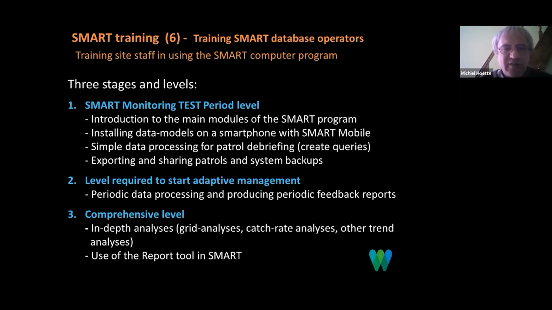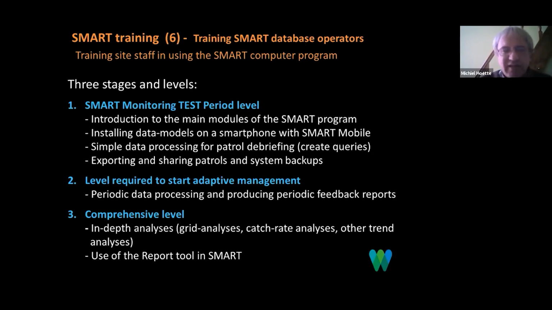So basically what the data operator has to do in the beginning when data comes in is just analyze them with the queries that are in the patrol debriefing folder. So he has something that he can show to the protection manager for assessing the quality of the patrol during debriefing.